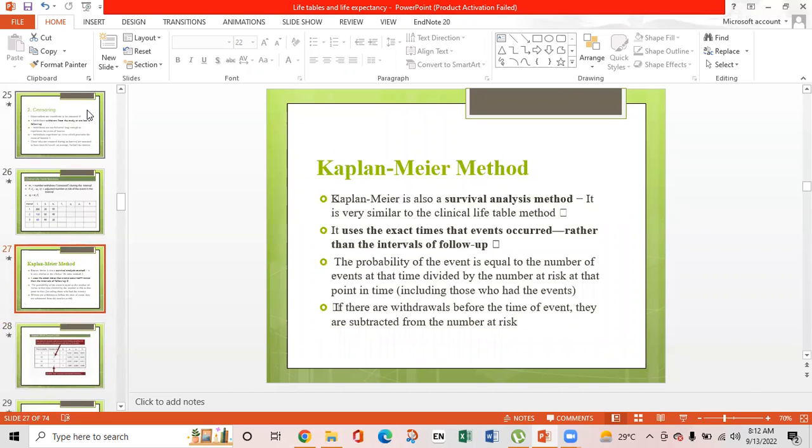Kaplan-Meier is also a survival analysis method. It is very similar to the clinical life table method. It uses the exact time that the event occurred rather than the intervals of follow-up. The probability of event is equal to the number of events at that time divided by the number at risk at that point in time, including those who had the events. If there are withdrawals before the time of event, they are subtracted from the number at risk.